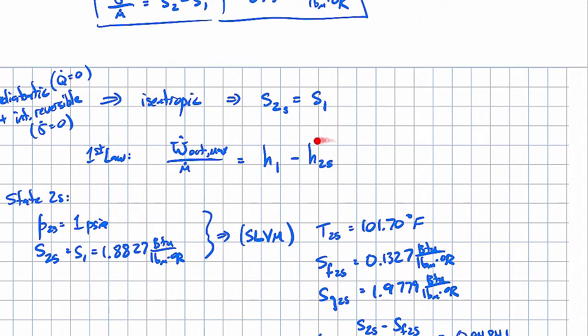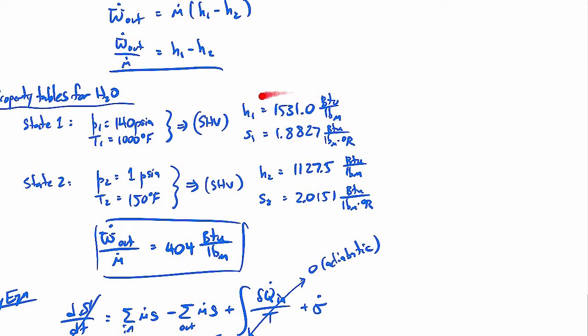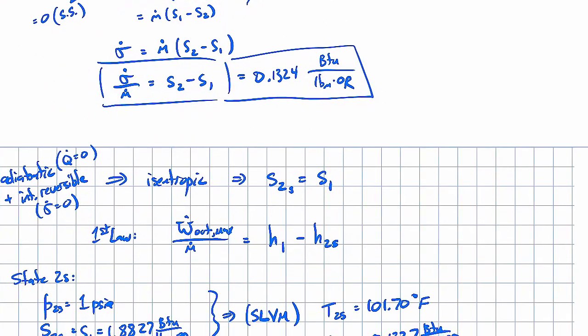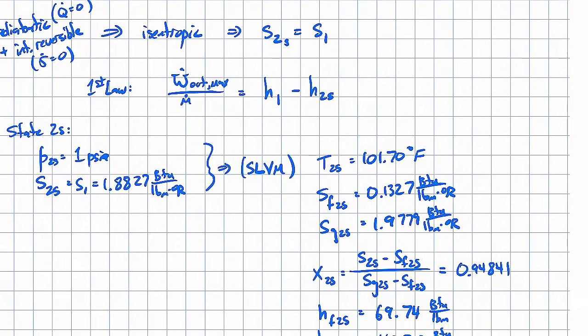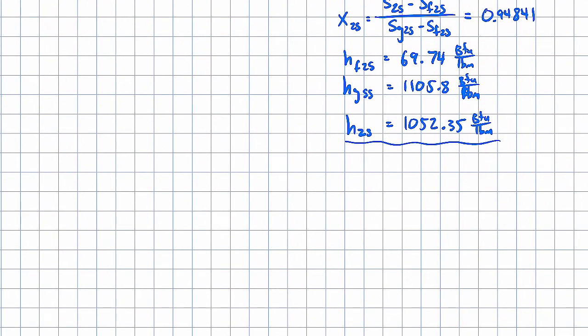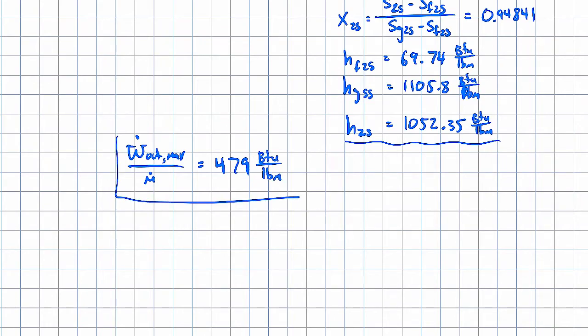So that goes in our equation right up here. We still have H1 from before, that was 1531. So that goes here. We can now calculate our maximum power per unit mass flow rate, and that comes out to be 479 BTUs per pound mass. So that's our maximum. That's the best you're going to get out of this turbine for those given inlet and outlet conditions.